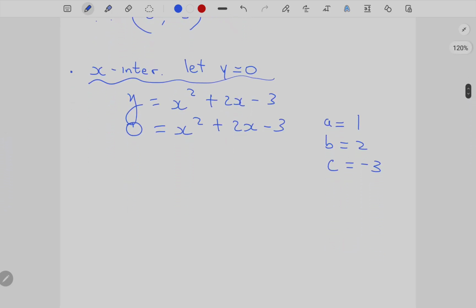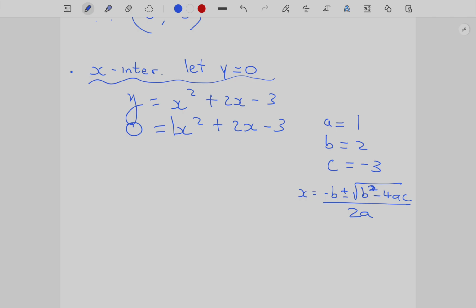Then you can use the quadratic formula that says x is equal to minus b plus or minus square root of b squared minus 4ac, all over 2a. Remember, a is the coefficient of x squared, which is equal to 1. So you can use this formula, so you do not make errors, if you don't know how to calculate the values of x.